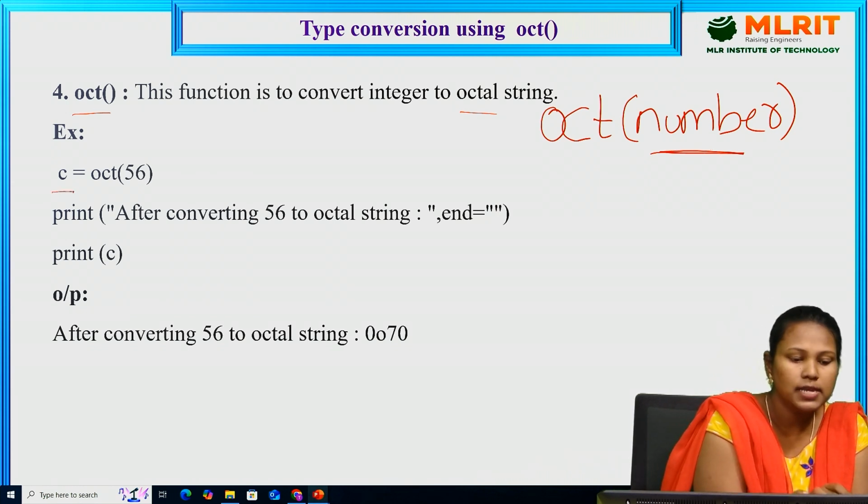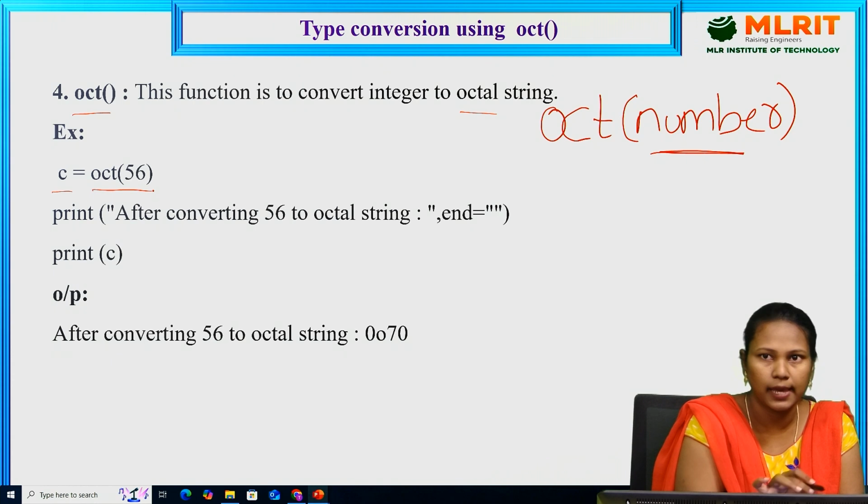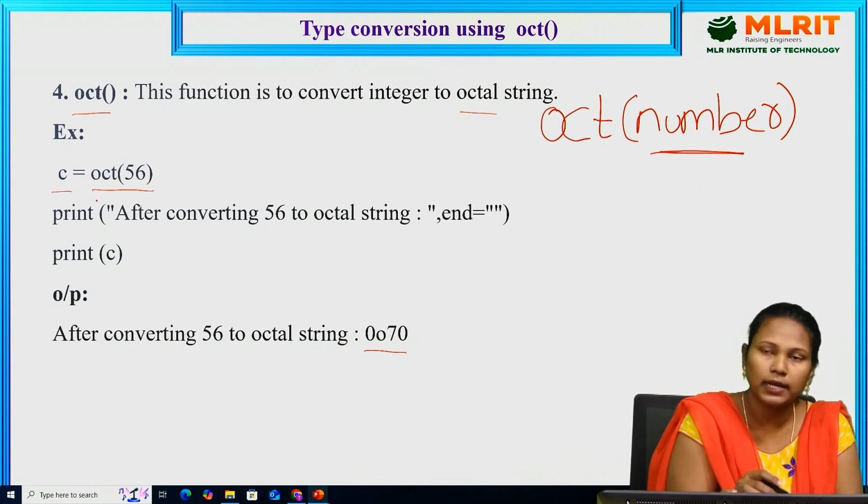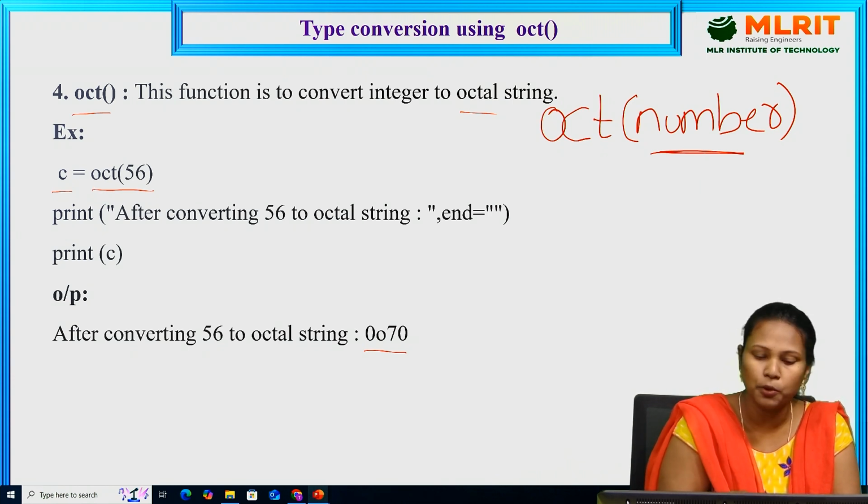So C is equal to oct of 56. Again we took the 56 value only. I am converting that to 0o70. So with the help of the built-in function, we are converting the decimal number system into octal.